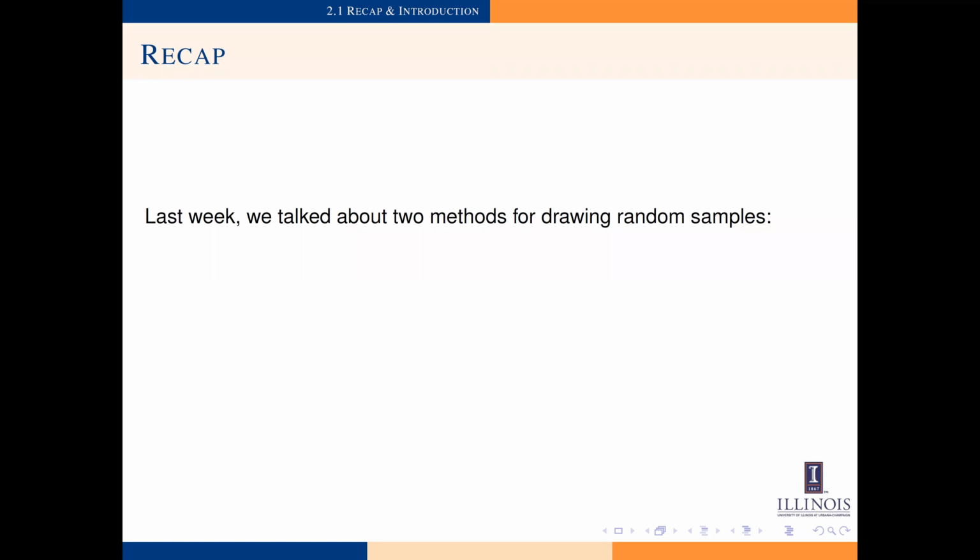Last week, we talked about two methods for drawing random samples. The first one is the inverse transform method, also known as the inverse CDF method. In this method, you first sample from the uniform and then you apply the inverse CDF function. The other method is the acceptance rejection method, where you first sample from a good proposal distribution and then you decide whether you want to accept or reject the sample.